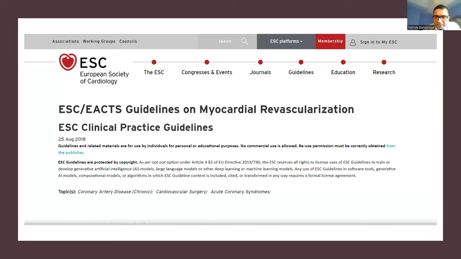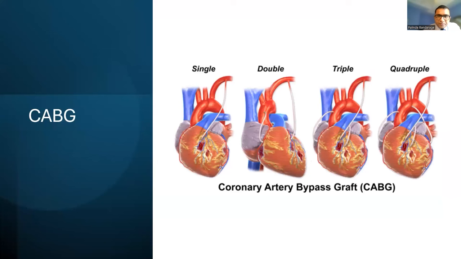The guidelines might offer you, if you are interested, in addition to the surgical facts, detailed guidelines on revascularization of the heart for the disease.